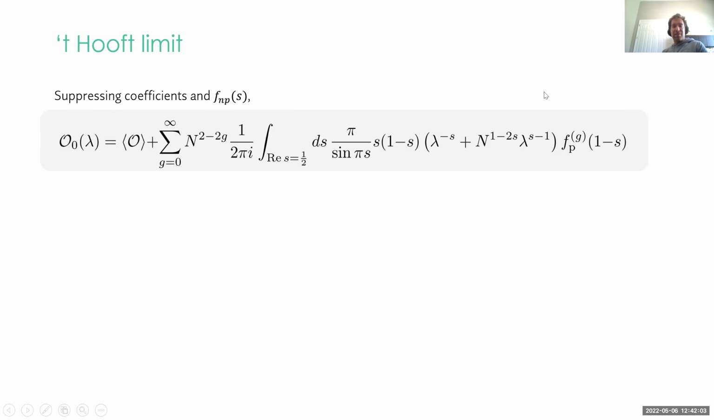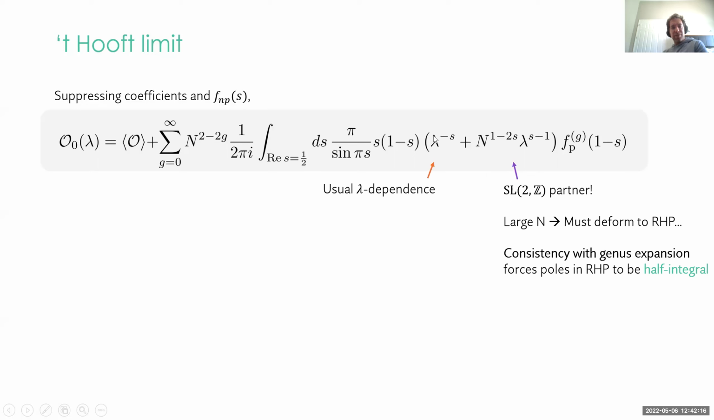And the first thing you might notice is that there is an n here. Okay. So we've written the genus expansion where the n's are appearing out front, but there's also factors of n appearing here. The first term looks nice. That would give us the lambda dependence of this observable. But the second term looks a little strange, but it has to be there because of SL2Z. It's the sort of partner of the other term.